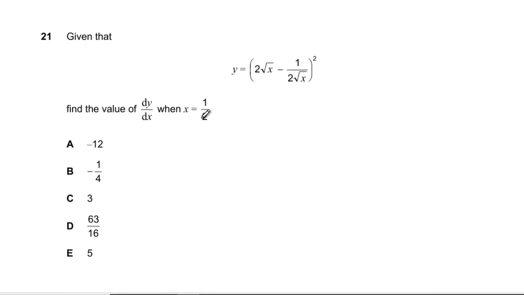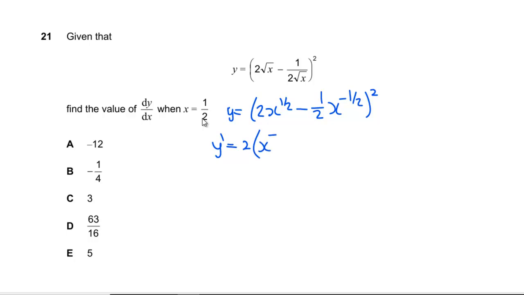See how these go. Right, given that y is that, find the value of dy/dx when x is a half. Okay, this looks like it could be quite long-winded. I prefer getting these into indices like that. I just find it less likely I'm going to make a mistake when I go through it. So y dash: I'm going to have two lots of the differential of the bracket. So that's going to be x to the minus a half, and then plus a quarter of x to the minus 3 over 2, and then multiplied by the bracket again.